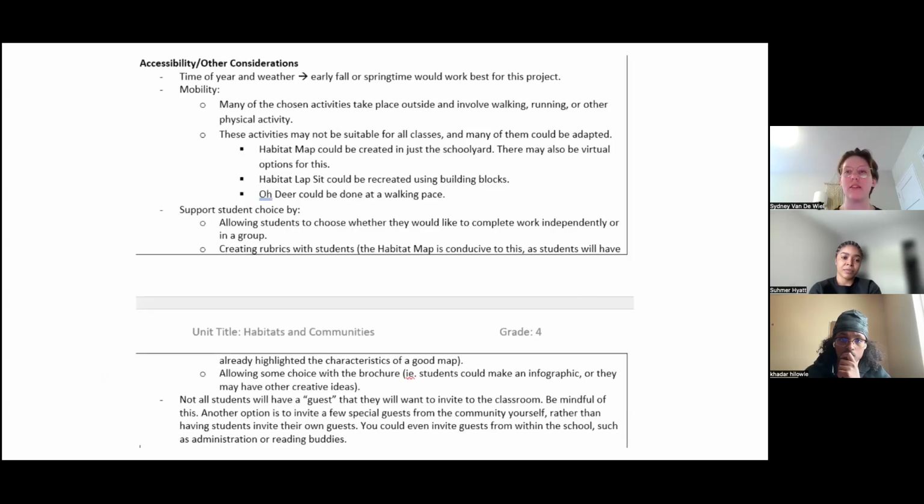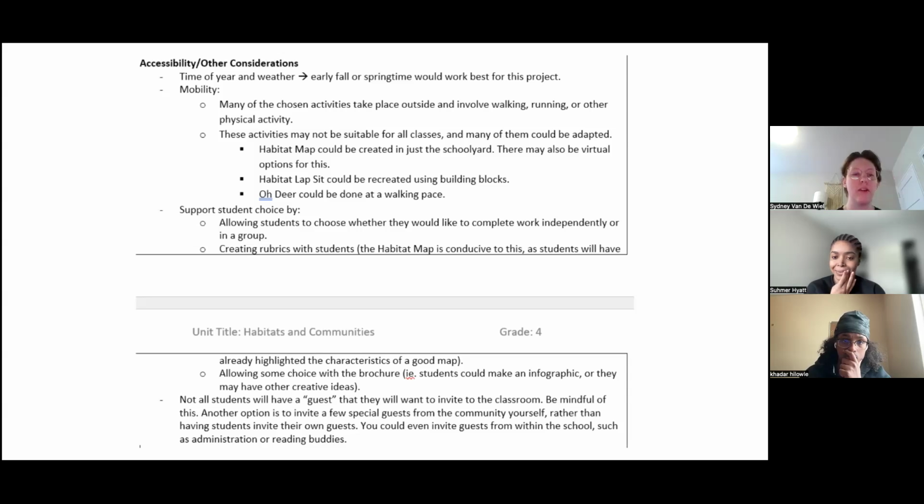So some important considerations here. The time of year and weather, you're going to want to do it in early fall or in the spring or closer to the summer. Mobility. A lot of the activities that I incorporated into the lesson plans are from Project Wild, which is a great resource, but they involve walking, running, or other physical activity. And I've listed some specific adaptations here to make sure that every activity could be meaningfully done regardless of mobility, so that you could assess that based on the class.